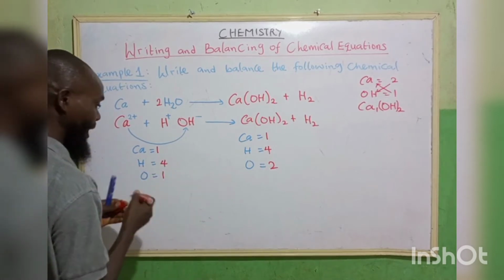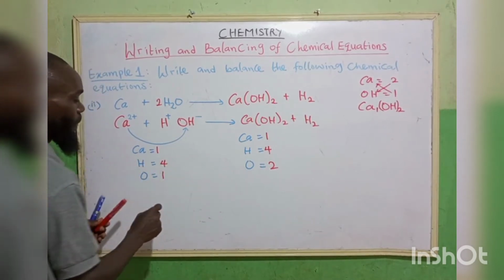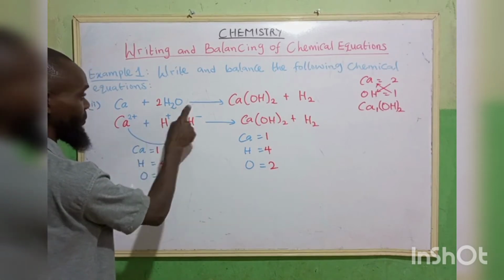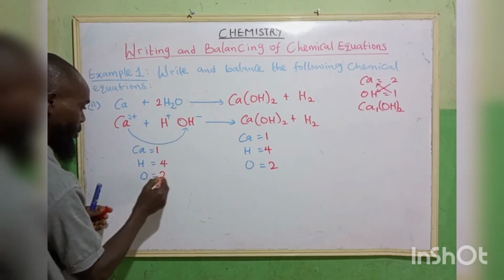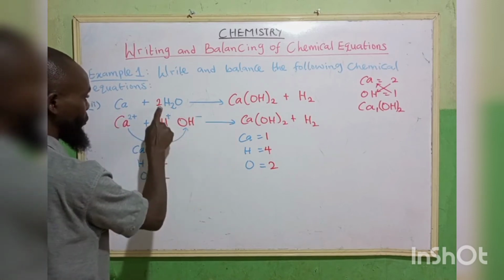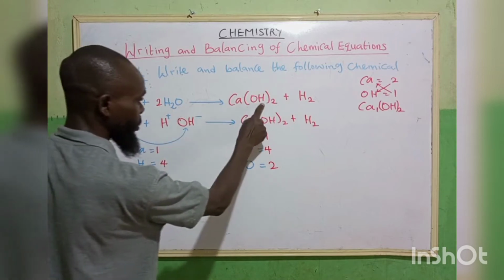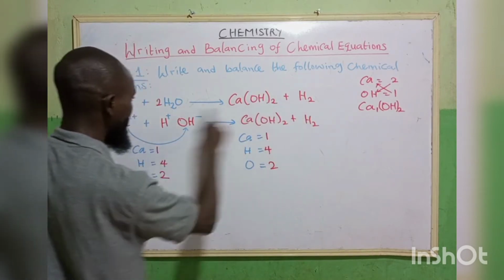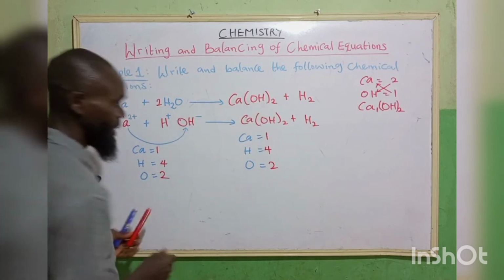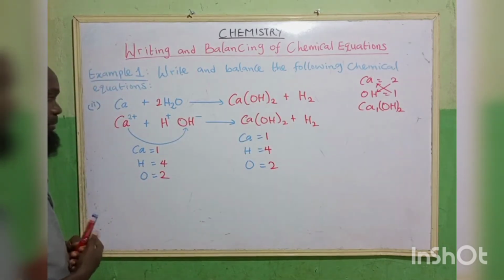Now it's balanced, but oxygen, there's a deficiency here. Oxygen here is 2. Then how many oxygen do we have here? So this 2 is for everything. Oxygen also is 2. So it's balanced. So 1 calcium, 2 times 2, 4 hydrogen, 2 hydrogen here plus this 2 making 4. This 2 is also for everything. So 2 for oxygen, 2 for oxygen. So this one also is balanced.